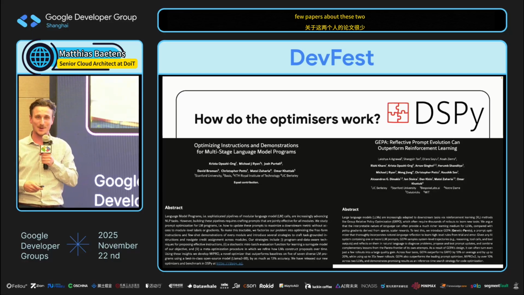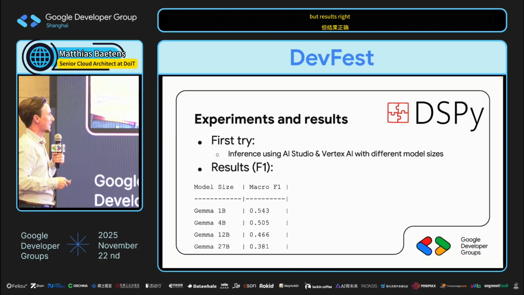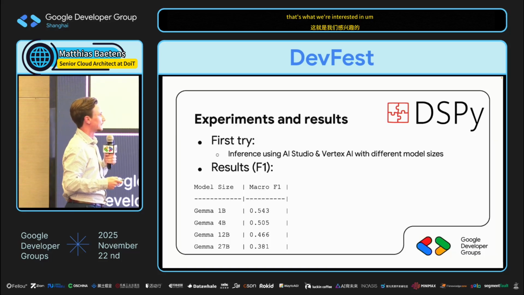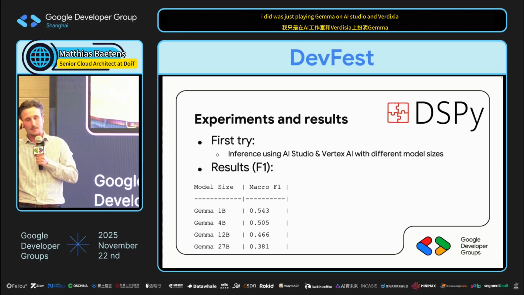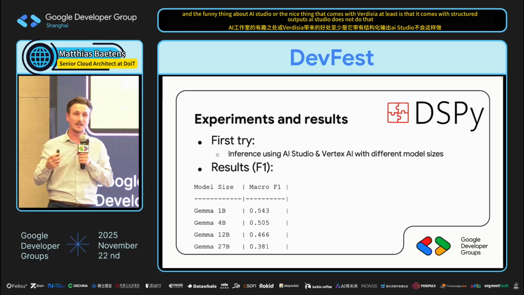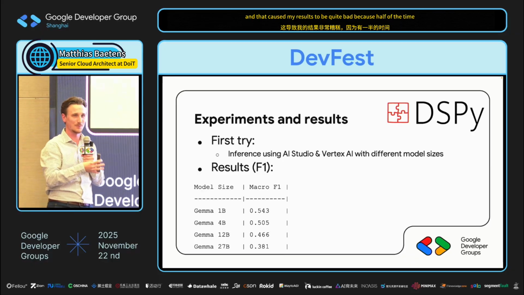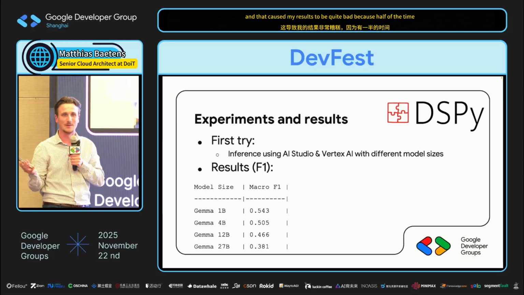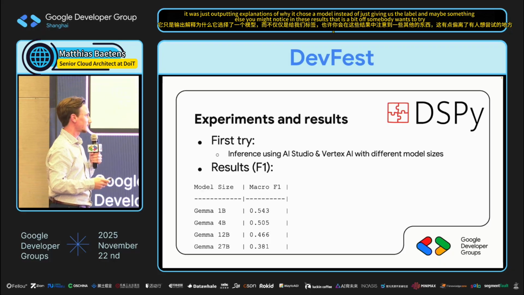Cool. There are a few papers about these two, if you're interested to dig deeper. But results, right? That's what we were interested in. The first try I did was just plain Gemma on AI Studio and Vertex AI. And the nice thing that comes with Vertex AI at least is that it comes with structured output. AI Studio does not do that, and that caused my results to be quite bad because half of the time it was just outputting explanations of why it chose a label instead of just giving us the label.